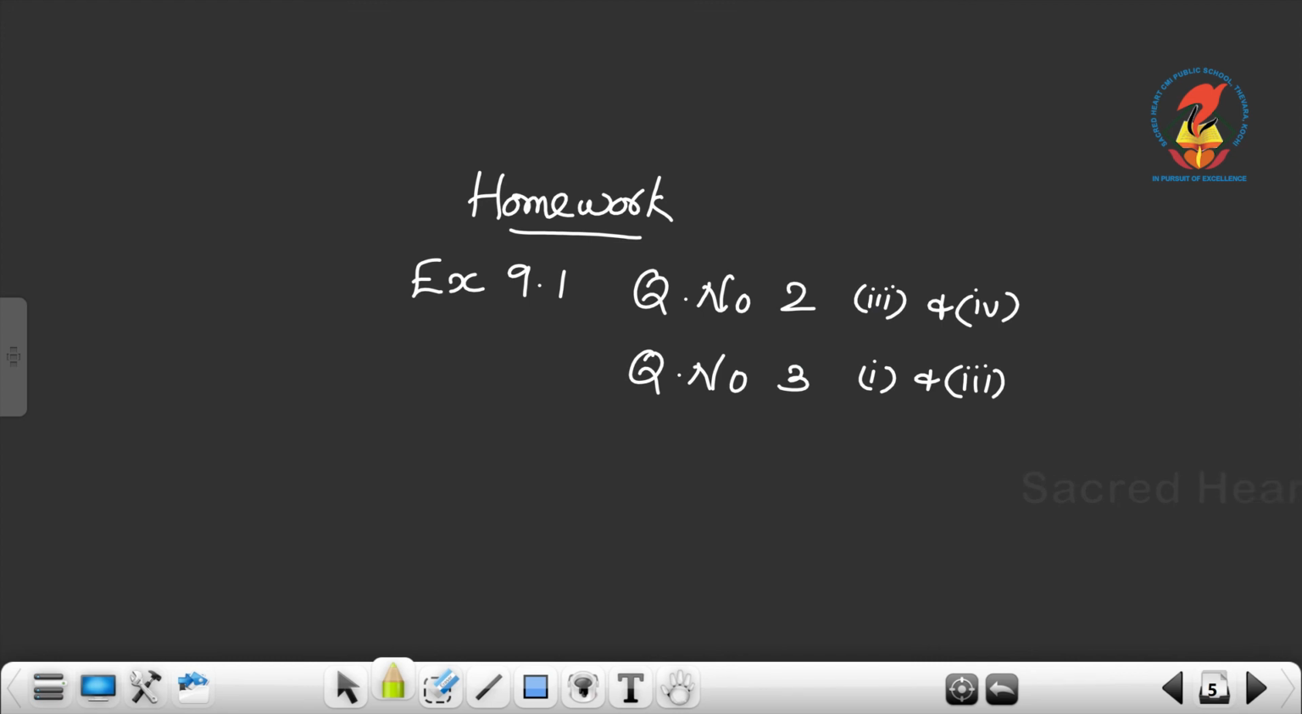Now homework: exercise 9.1, question number 2, third one and fourth one, and question number 3, first and third one.